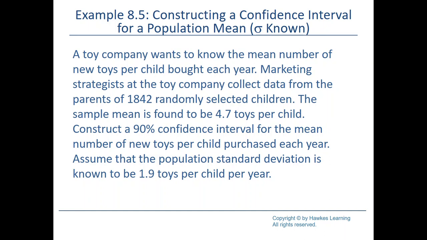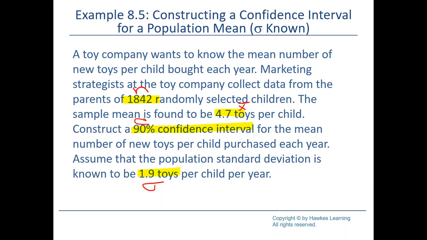So the parents tell this, okay, so this is basically n here. Now, the sample mean is found to be about 4.7 toys per child. We want a 90% confidence interval for the mean number of new toys per child purchased each year. We are going to assume that the population standard deviation is known, and we are going to let that be 1.9 toys per child per year. So all of that information, straight away, this is n, this is my x bar, this is my c, and there's my standard deviation.